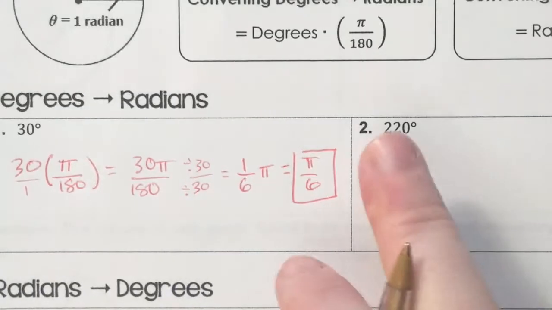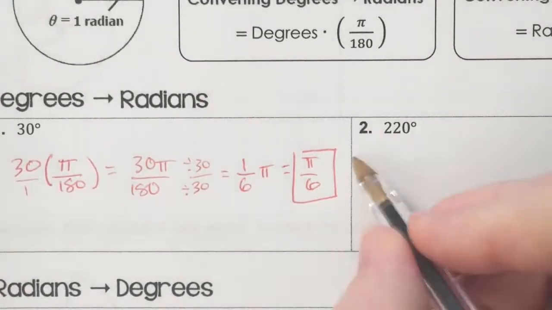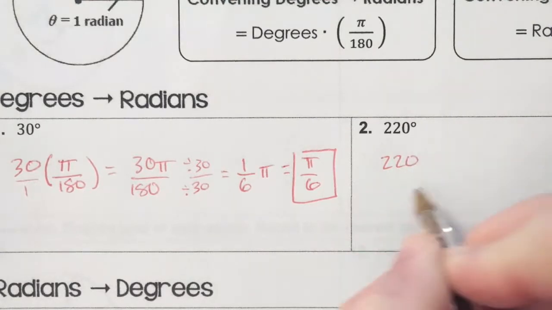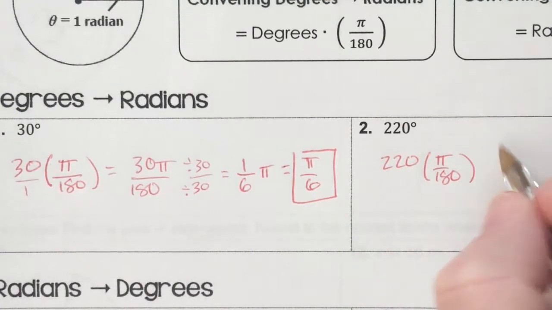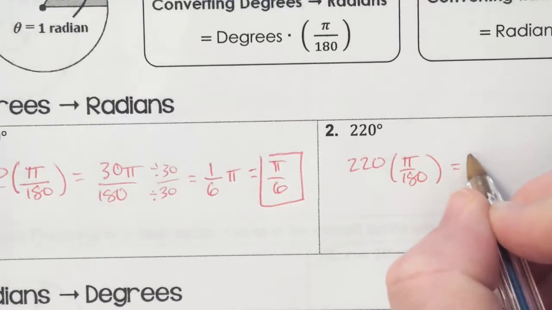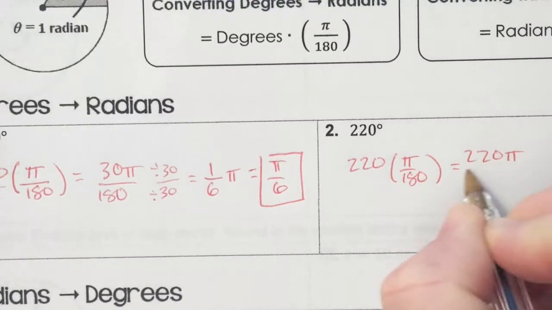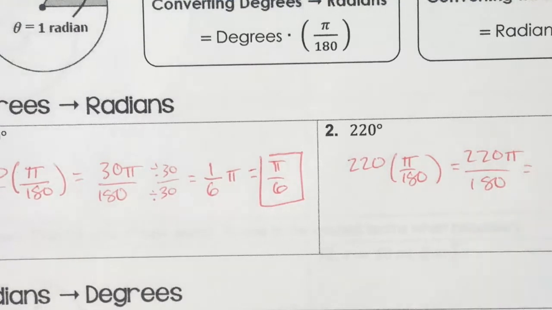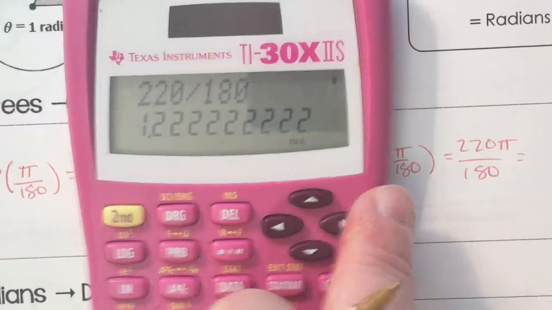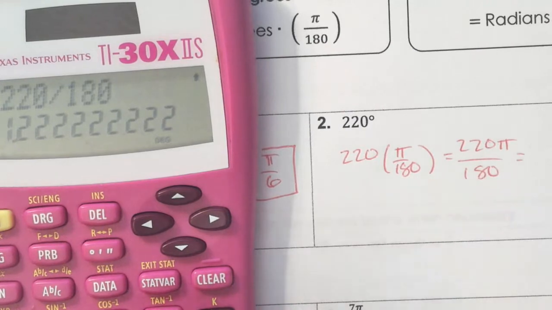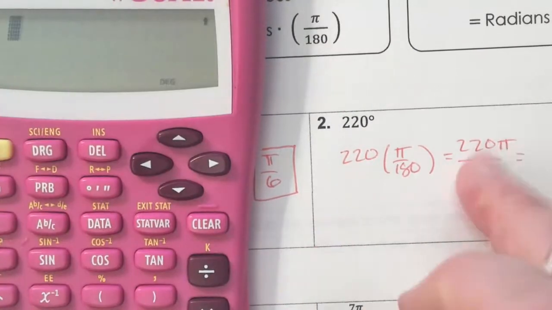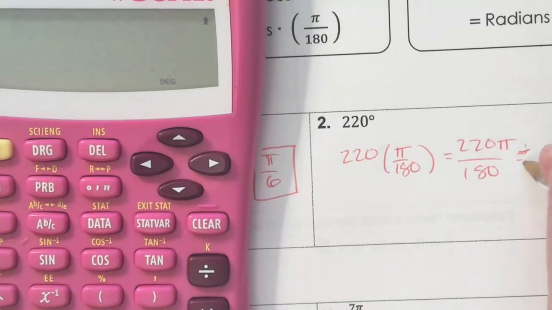All right, so then over here, 220 degrees. We want pi, we want to get rid of the 180 degrees. So that'd be 220 pi over 180, and all we have to do is simplify. 220 divided by 180 is a decimal, so we want to see if we can simplify. Well, I know for a fact I can at least get out a 10, and I can get out a 2, so I can divide top and bottom by 20.